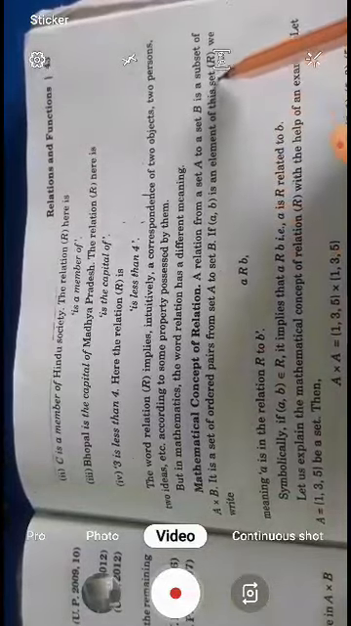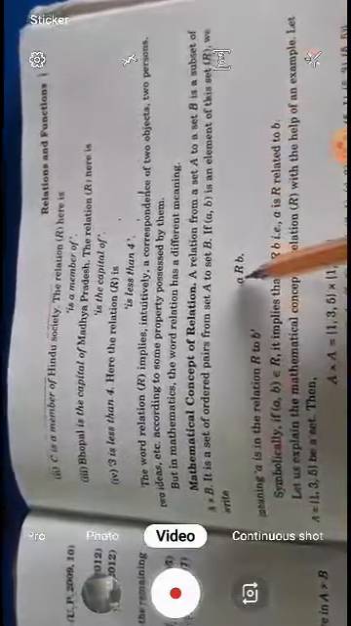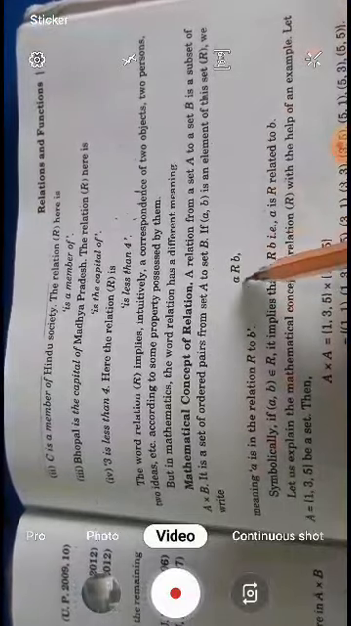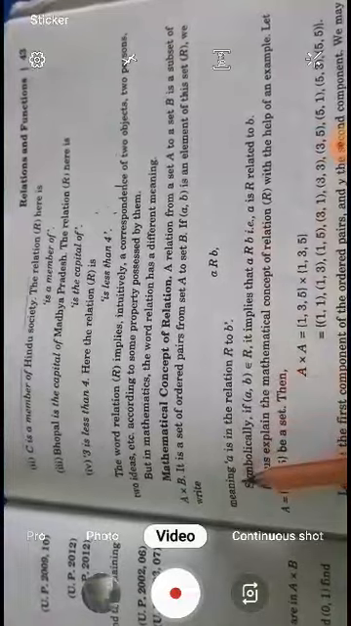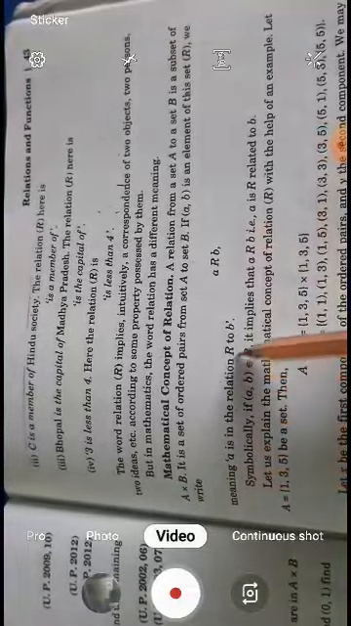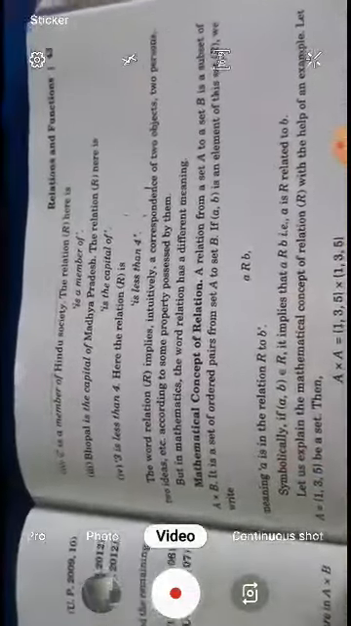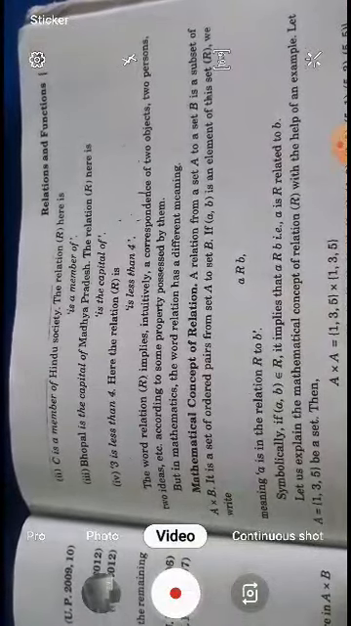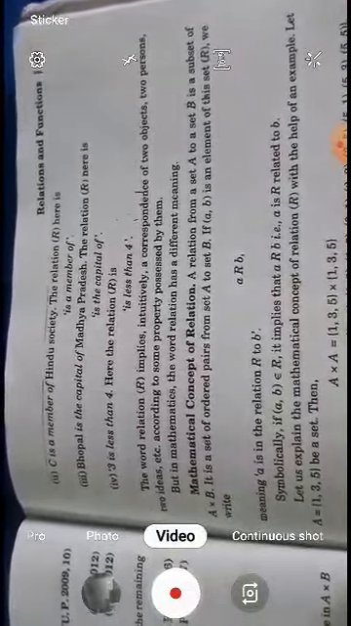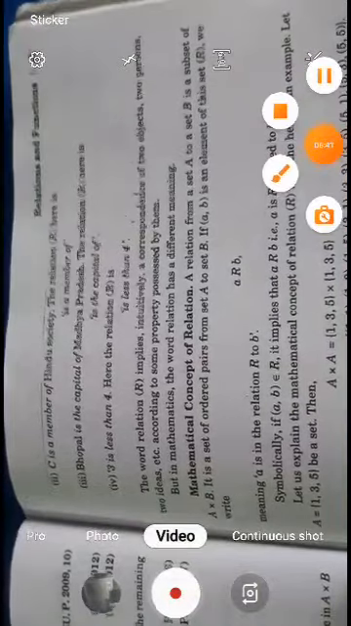If (a, b) is an element of the set R, we write a R b. This is the symbolic form, which means a is related to b through R. This is the symbolic form to explain the relation. Then how it is used in a question, let us start.